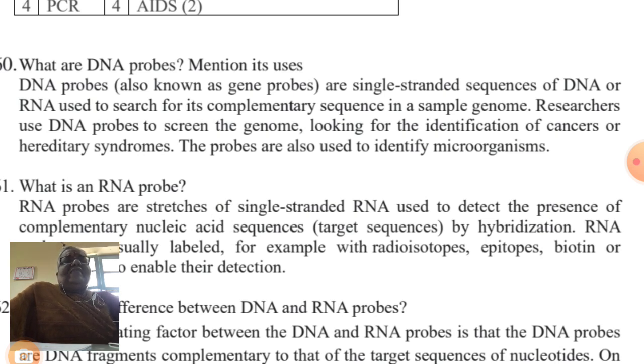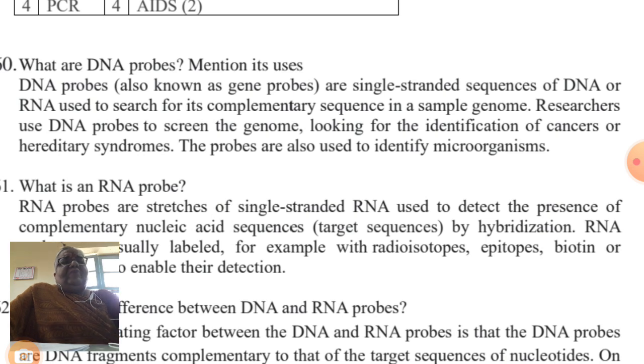DNA probes are single-stranded sequences of DNA. By now, I assume that you know what DNA is. DNA is deoxyribonucleic acid. RNA is ribonucleic acid. These are two genomic materials which are found in animals and plants, microbes, etc. So DNA probes are single-stranded sequences. They are also known as gene probes, of DNA or RNA. They are basically used to search for its complementary sequence in a sample genome.